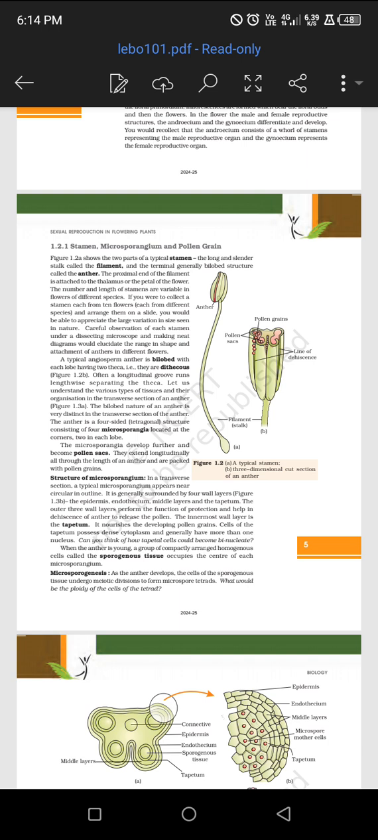The number and length of stamens are variable in flowers of different species. If you were to collect a stamen from 10 flowers, each from different species, and arrange them on a slide, you would be able to appreciate the large variation in size seen in nature. Careful observation of each stamen under a dissecting microscope and making neat diagrams would elucidate the range in shape and attachment of anthers in different flowers.